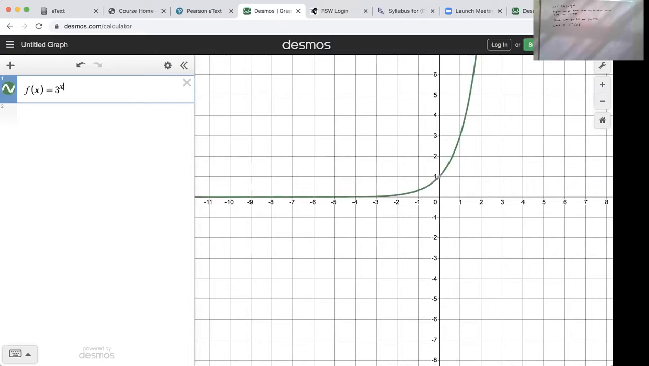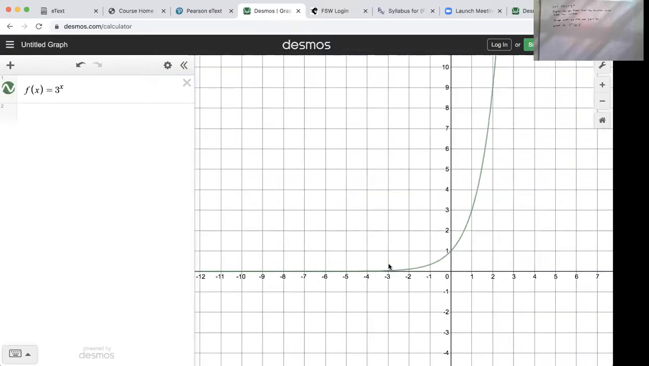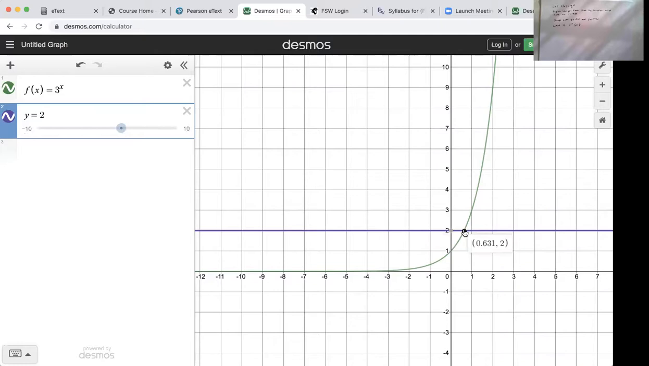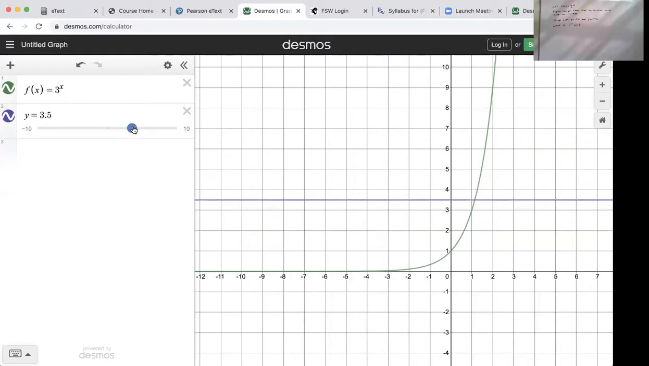And the question is, is it 1-to-1? Does it pass the horizontal line test? You look at any horizontal line, like for example, y equals 2, and it cuts the graph in 1 point. A function fails the horizontal line test if a horizontal line cuts in more than 1 point. But you can see any one you use, right? Any horizontal line you use is only going to cut the graph in 1 point.